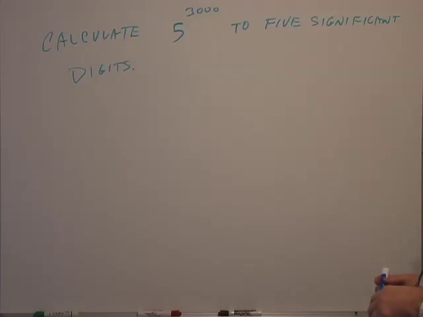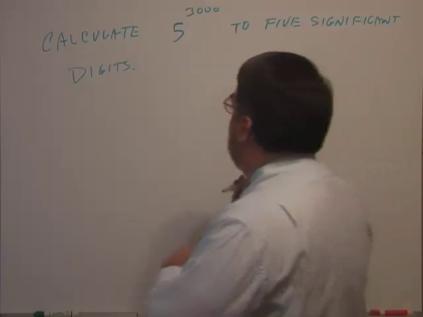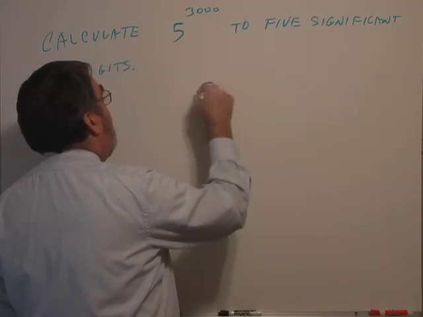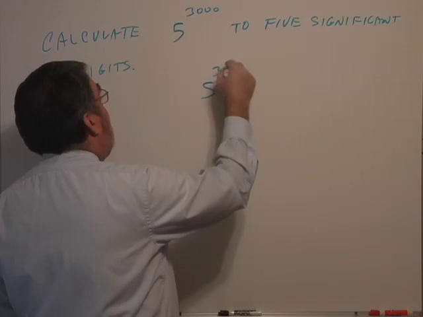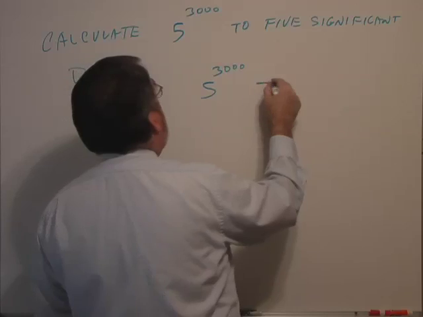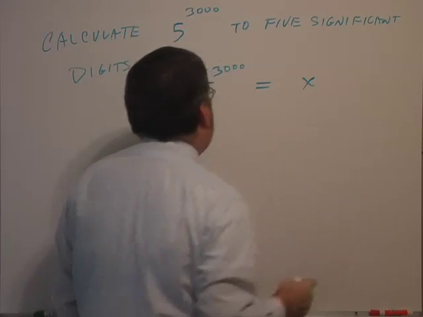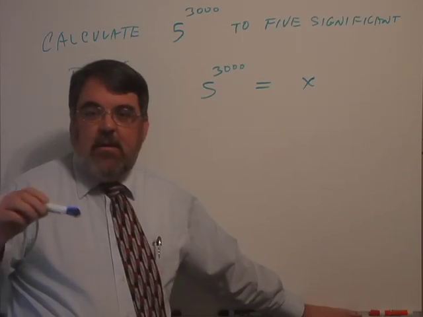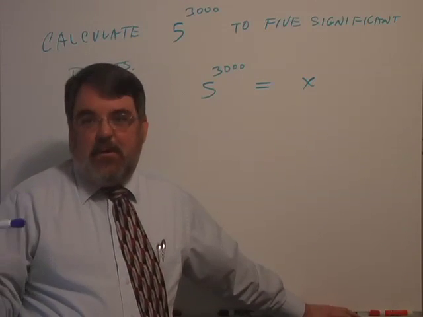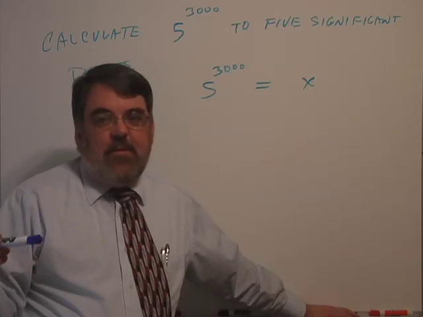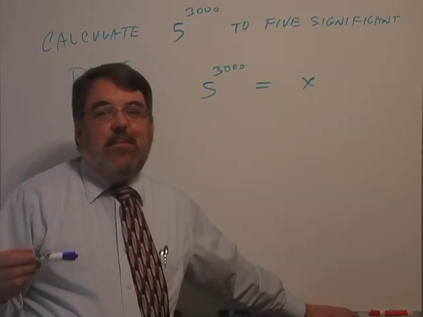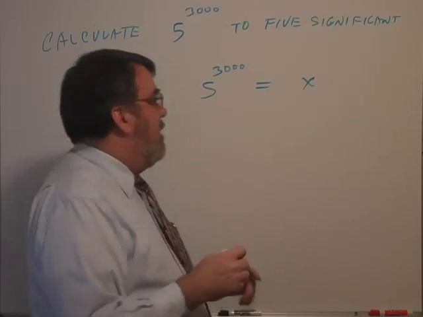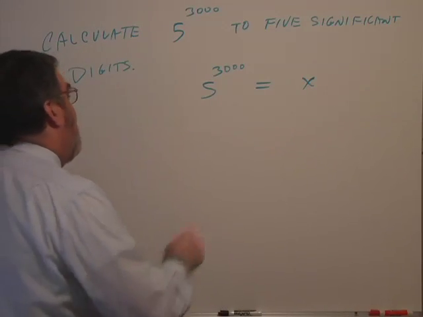So here's how we could approach this problem. I'm going to set this number equal to x to create an equation. 5 to the 3,000 power equals x. And because I want to end up with scientific notation, which uses powers of 10, it would seem very reasonable to use a base 10 logarithm, the common log. So I'm going to take the logarithm of both sides.